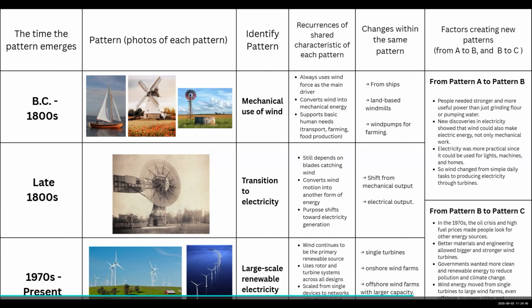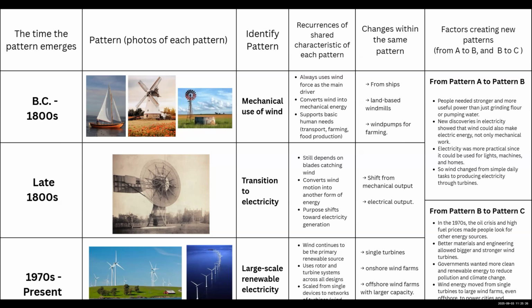The factor that created the new pattern is that people needed wind use to change from simple mechanical work to making electricity, because people needed more power and discovered electricity. In 1970, 2%. It's a large scale of renewable energy electricity. Wind continues to be primarily a renewable source, using rotor and turbine systems across all design scales, from single devices to networks of turbines.